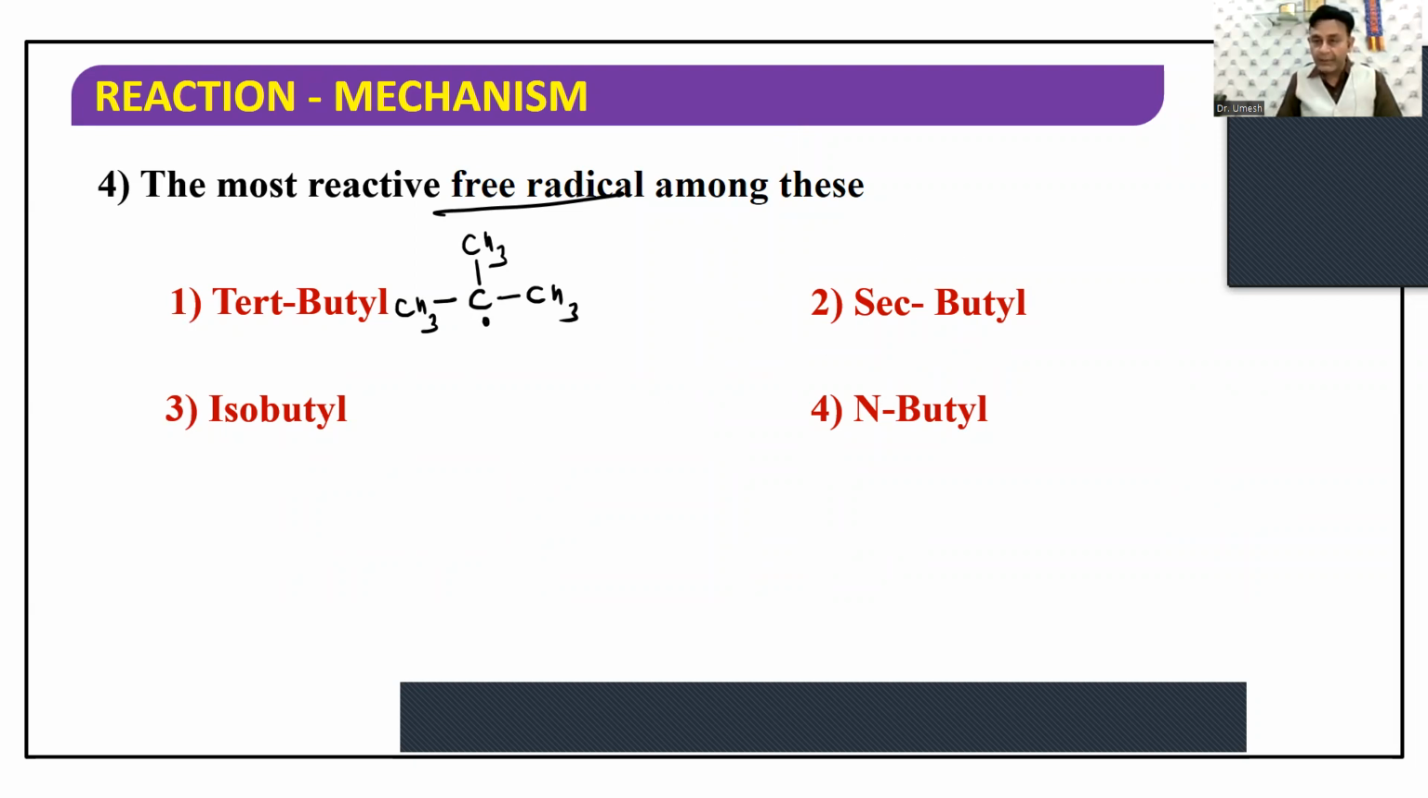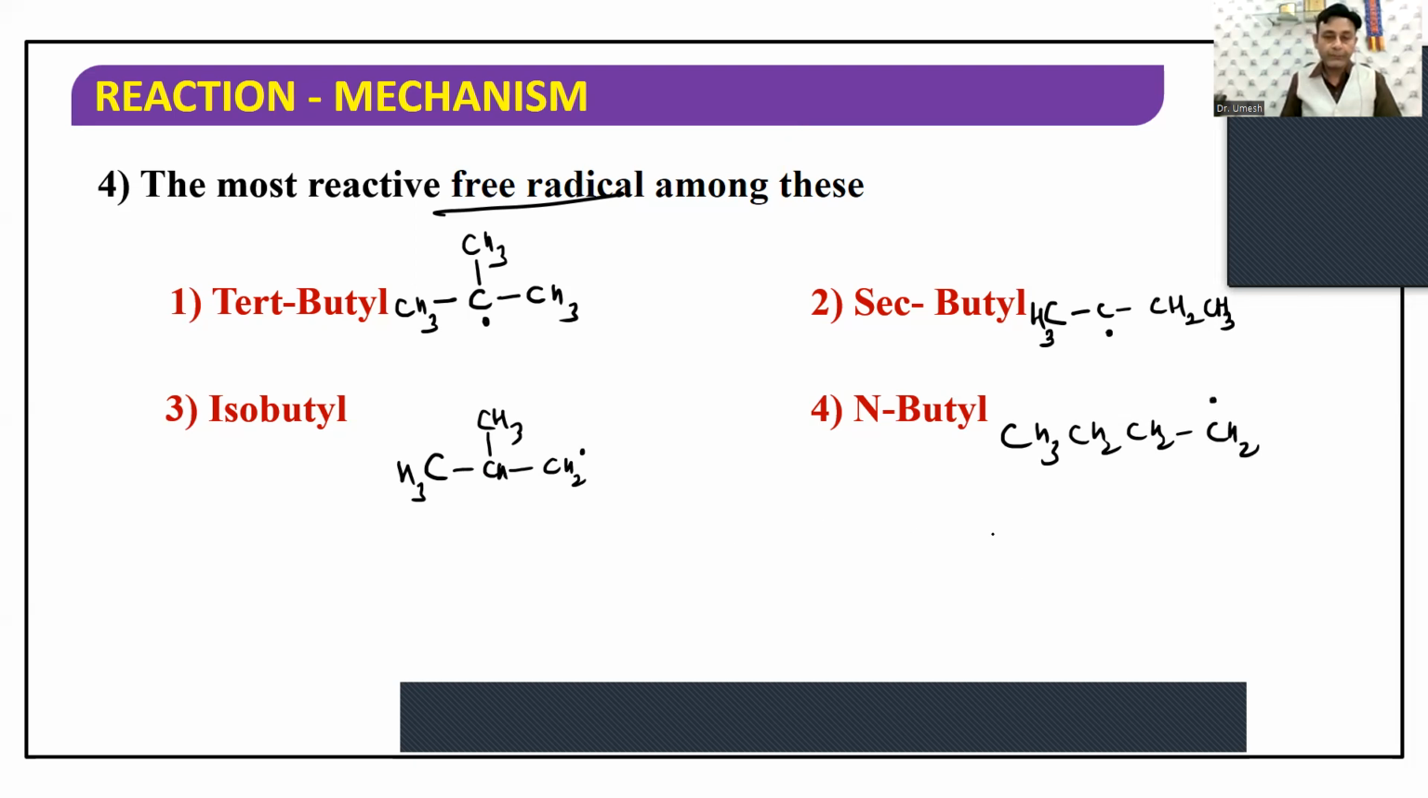Now, sec-butyl means the free radical is on the second carbon atom. So it is a sec-butyl. And isobutyl is this structure. It's a common name. And n-butyl means just a straight chain, and the terminal carbon atom has the free radical.